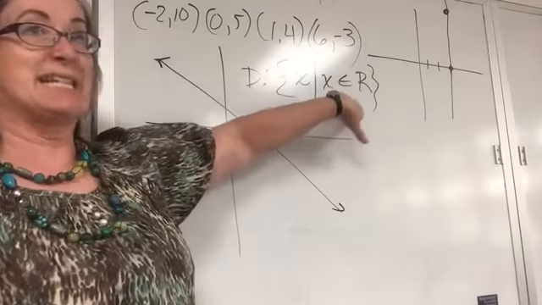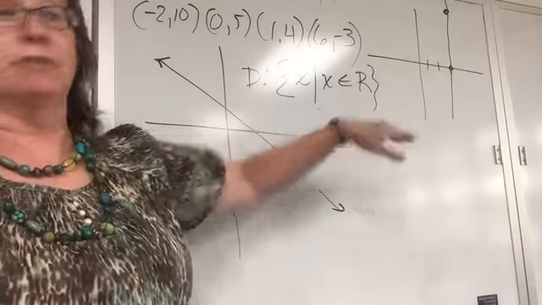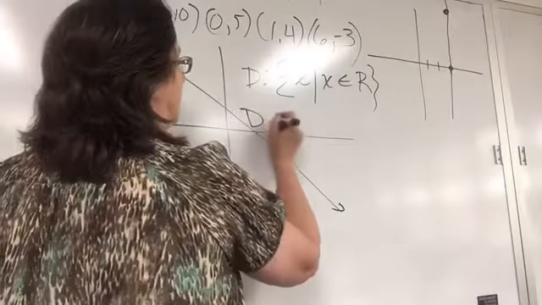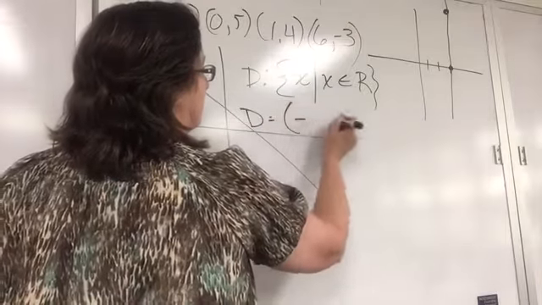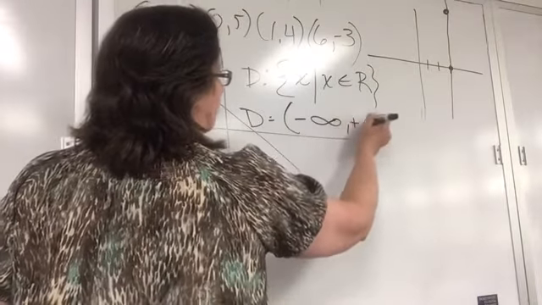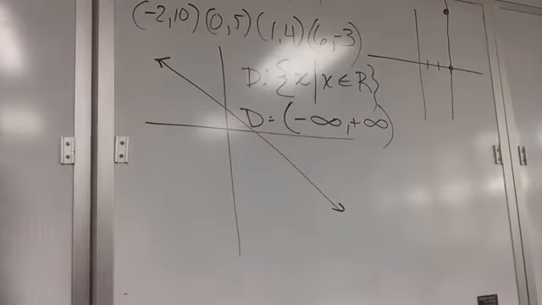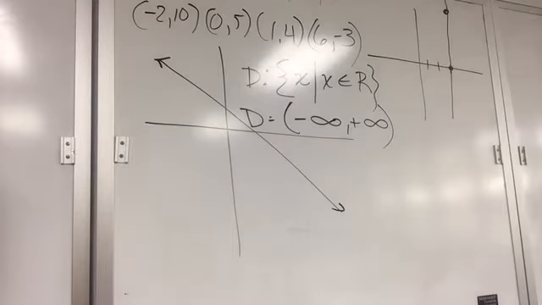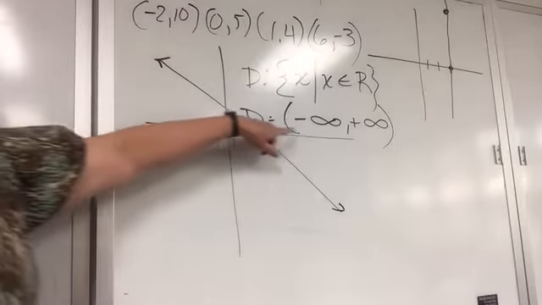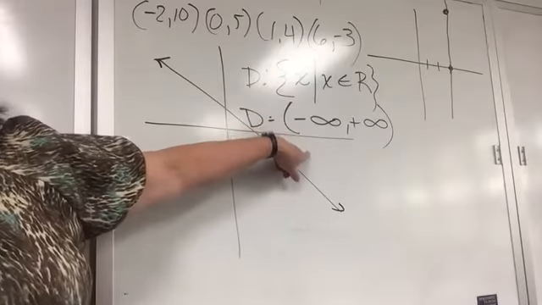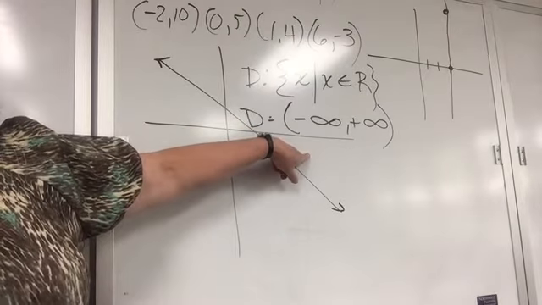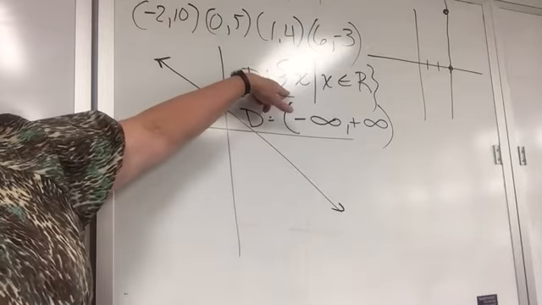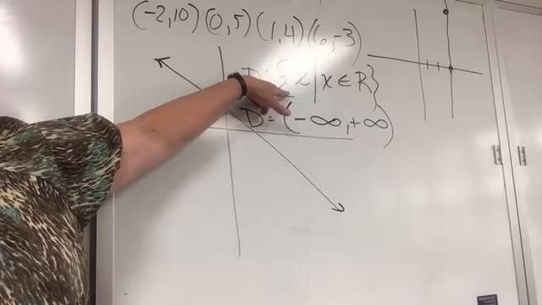If you wrote this same thing with interval notation, it would be the domain is negative infinity to positive infinity. They both say the exact same thing. They're in two different forms. Notice your interval notation never includes your variable. Only your set notation includes your variable.